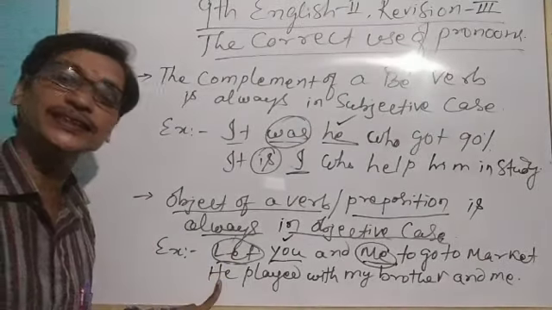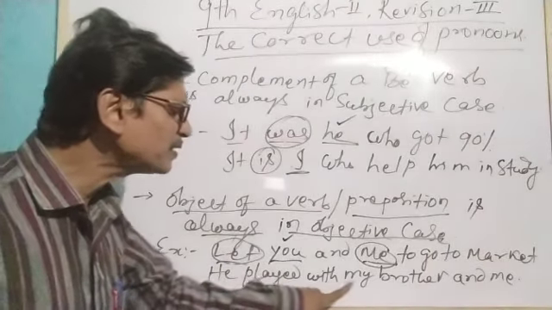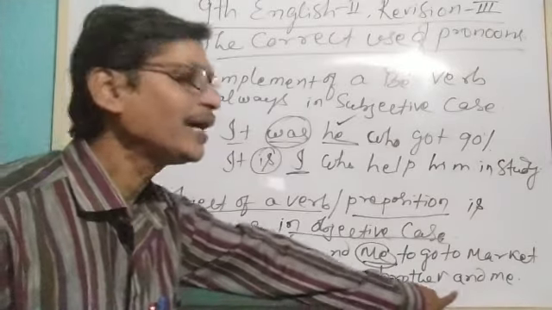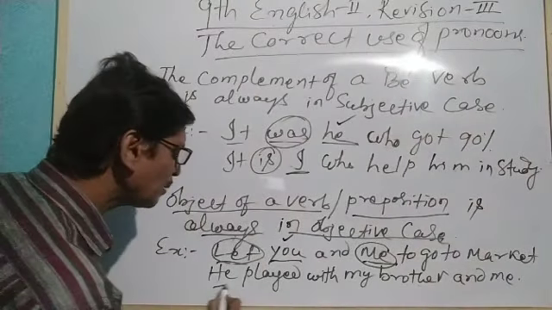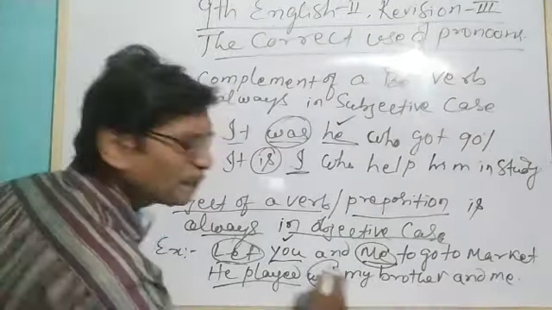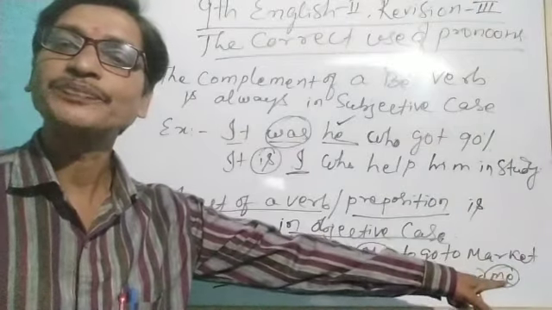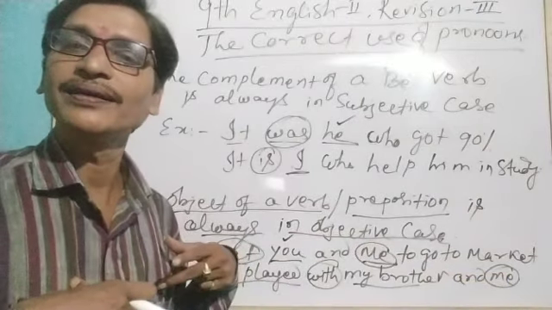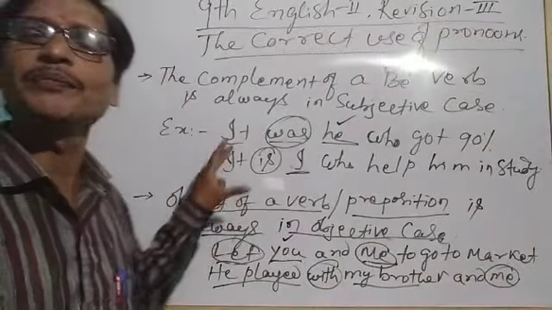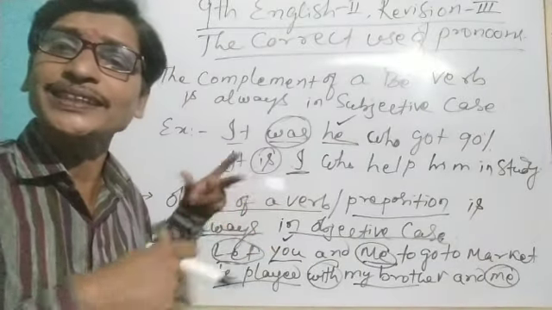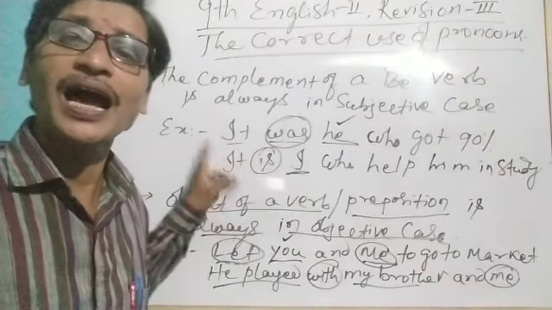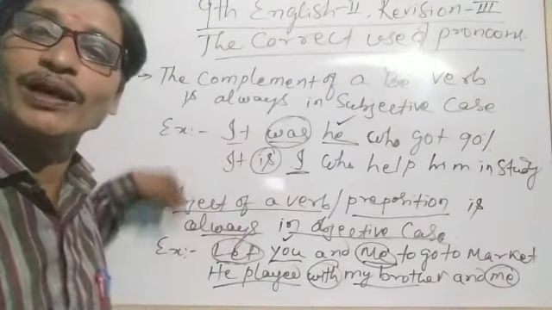Similarly, another sentence is here. He played with my brother and me. So here you see played, here with is a preposition, therefore after my brother, the pronoun is me instead of I. Understand? So these are some instructions. Let us understand some more such instructions after this. Clear? Did you understand both of these?